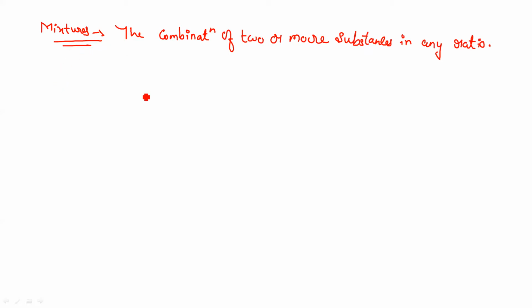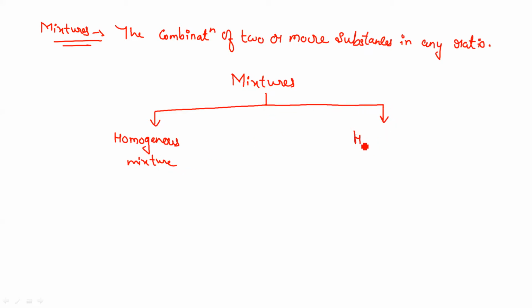In the mixtures there were two types, as we have studied in class ninth. The first type was homogeneous mixture, and the second type was heterogeneous mixture. These were the two types of mixture. Let's first discuss these two types of mixtures, then it will be easier for us to define a solution.